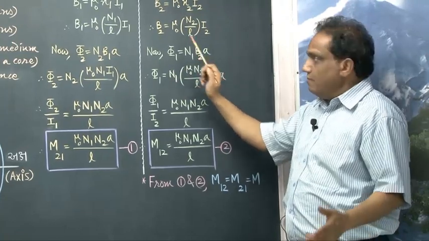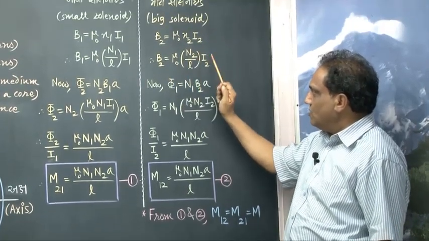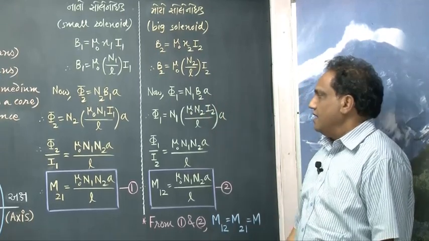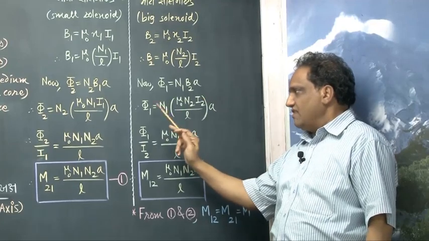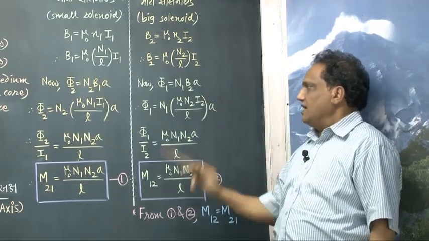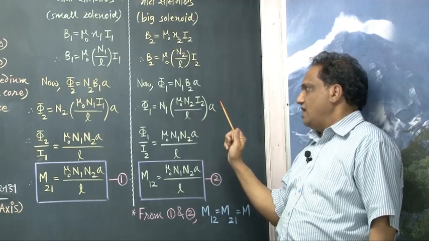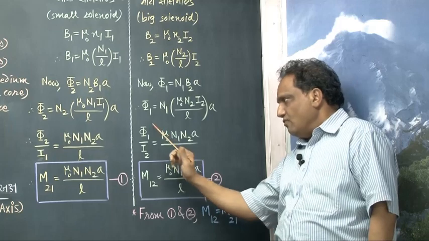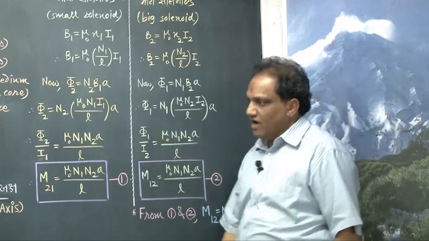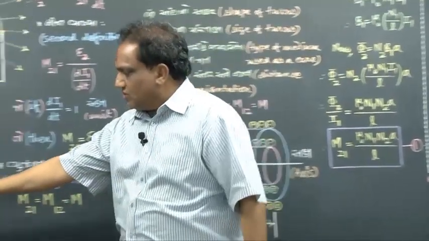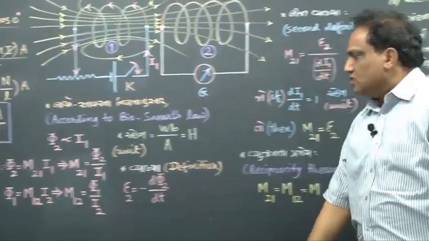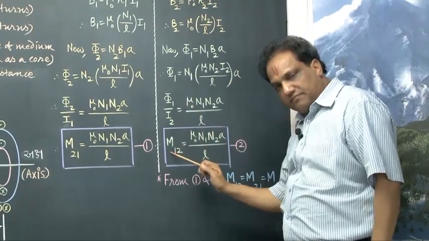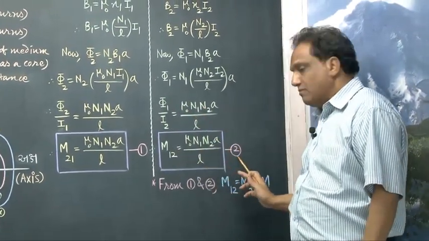What about B2? B2 is mu 0 N2 I2 upon L, into A. And now take this I2 down. So it is phi 1 upon I2, and that will be mu 0 N1 N2 A upon L. What is this? Phi 1 upon I2 is how much? M12. So let me write here, this is nothing but M12, correct? Right hand side as it is, give it equation number 2.